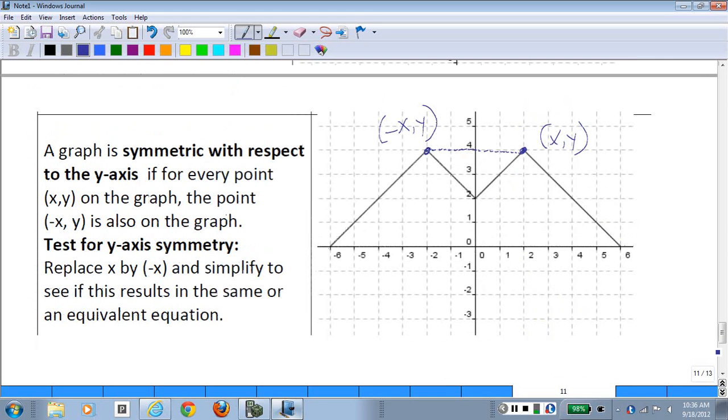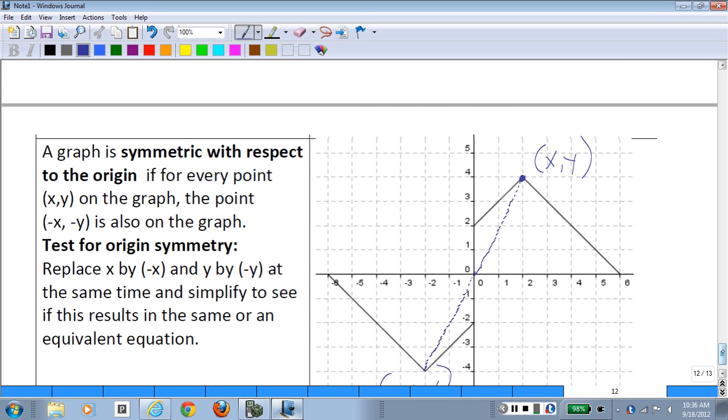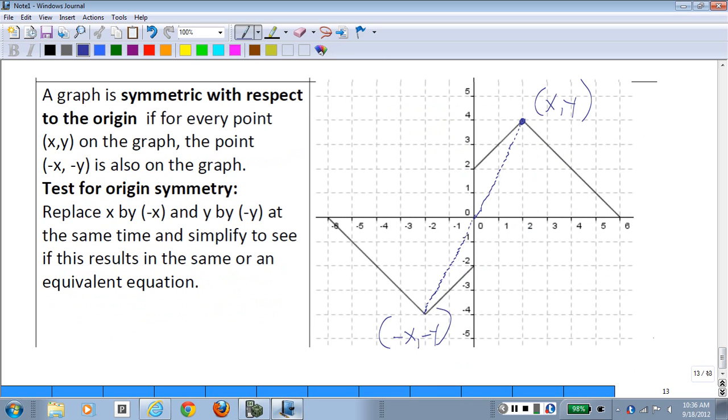Likewise for y-axis, because negative x, y satisfies the equation whenever x, y does, we'll substitute negative x for x, simplify, and see if we can make the equation look like the original. For origin symmetry, if we suspect that the graph may have origin symmetry, we'll do both at the same time. Substitute negative x for x and substitute negative y for y. Simplify both sides of our equation, and see if we can make it look like the original.